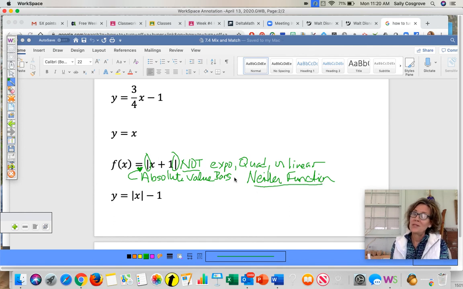So in your question, is it linear, quadratic, exponential, or neither? We would say because of those absolute value bars that are pressing in, it's neither of those. It's not exponential, quadratic, or linear. So again, this is a reminder of how to determine from an equation if it's exponential, quadratic, or linear, or neither. And this one happens to be neither.